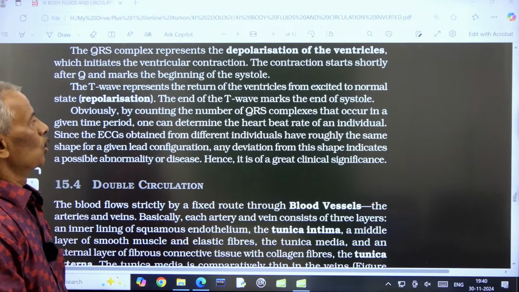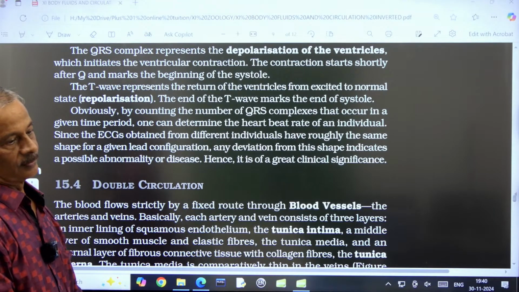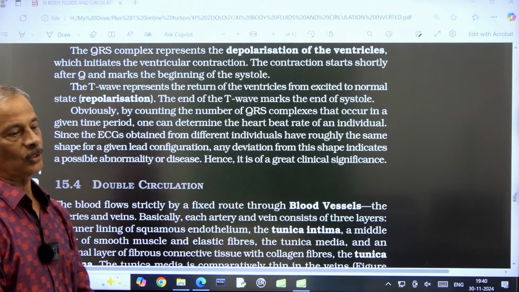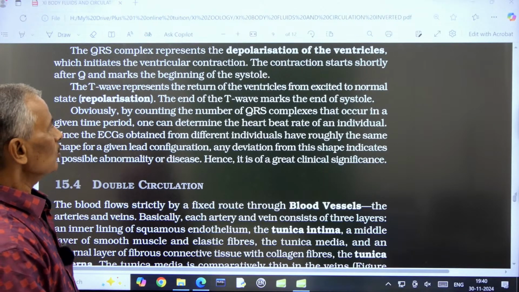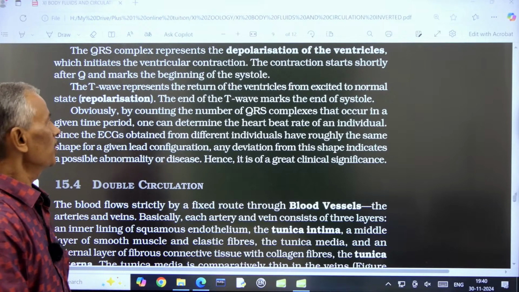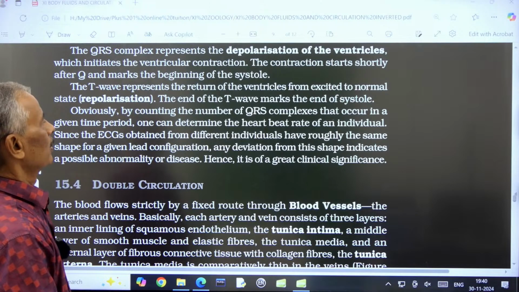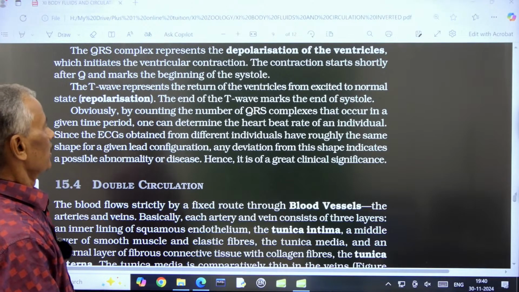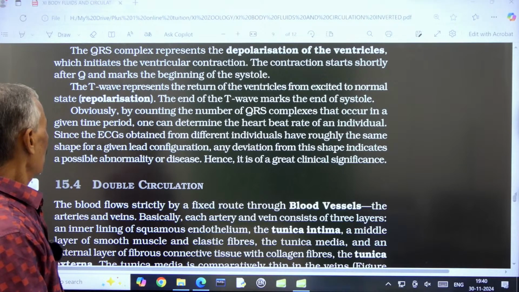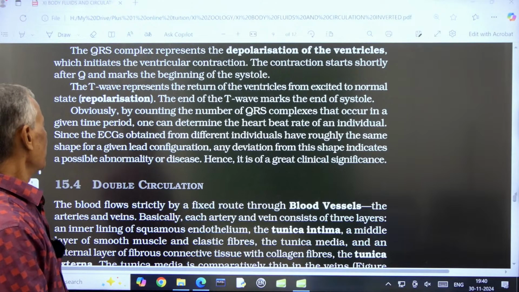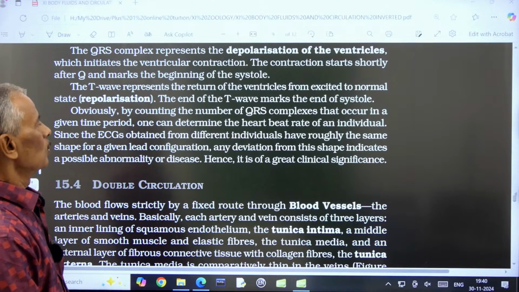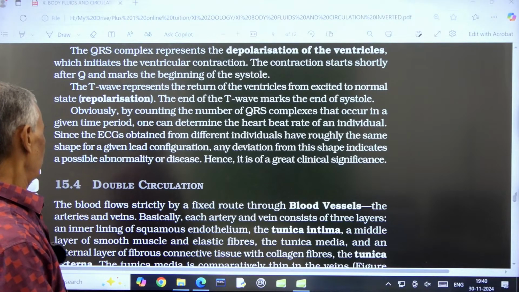And we discussed the ECG. For a simple ECG, minimum 3 electrodes should be connected, but for continuous monitoring, more number of electrodes are connected to the body of the patient. And any deviation in the ECG, either in its shape or in number, will be an indication of a possible abnormality or a disease. So, it is of great clinical significance.